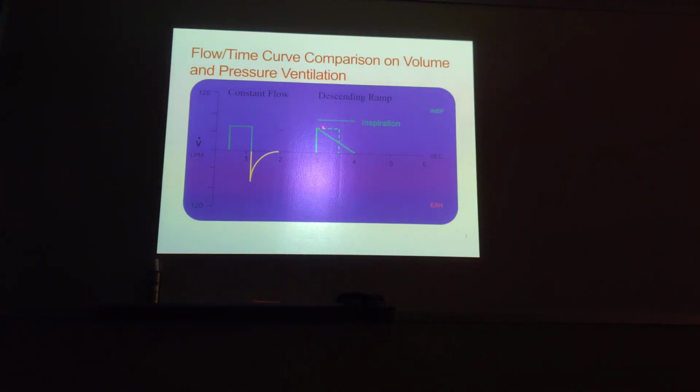So it rises to 40 immediately, and then as inspiration progresses, the flow will begin to decrease. Okay? That's what we call the descending ramp. As inspiration progresses, the flow will begin to decrease. On this one here, 40 all the way. This one here gets to 40 and then it begins to decrease as inspiration progresses until the end of inspiration.